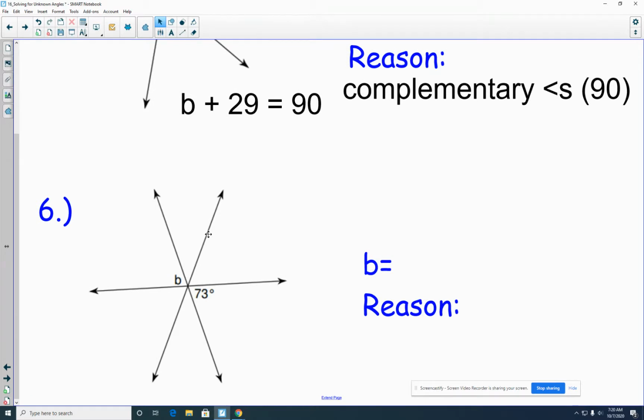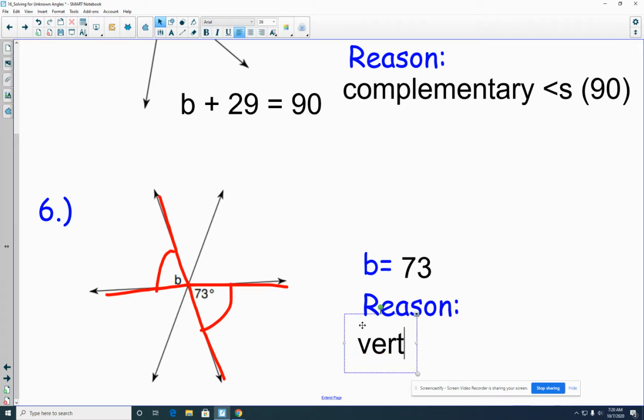Okay, number 6, again, looks like it could be angles at a point, but I'm really just focusing on these two angles here, which are formed by this straight line and this straight line. So this is a prime example of vertical angles. We know vertical angles are equal, so whatever B is, so is this. So it looks like B is then 73. Reason: vertical angles are equal.